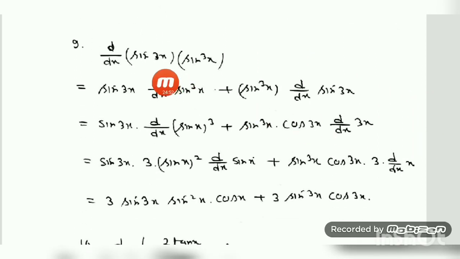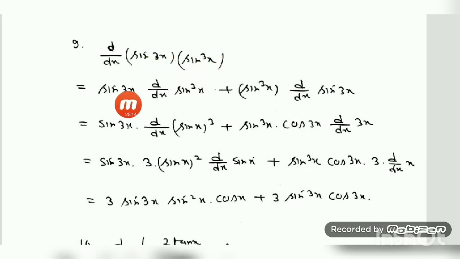d/dx of sin 3x into sin cube x. This is the product of two functions. So you have to use the product rule, u into v. What is your formula? u d/dx of v plus v d/dx of u, or v d/dx of u plus u d/dx of v. That is derivative of the first function, keeping the second as it is. Derivative of the second function, keeping the first as it is.